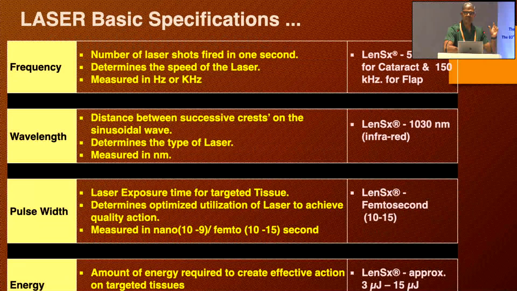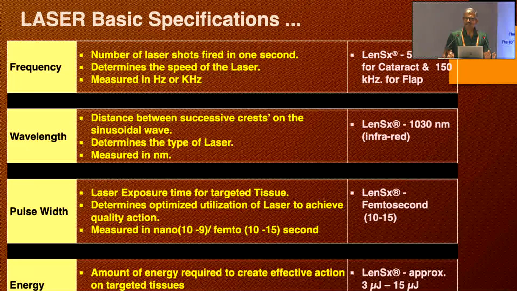These are certain terms that are applied to lasers. One is frequency. Frequency is the number of laser shots fired in 1 second. It determines the speed of the laser. The LensX, for example, operates within 50 to 150 kHz. The Catalyst always operates under 100 kHz. So technically speaking, the Catalyst is a faster machine than the LensX. That's the reason why it performs the capsulotomy way faster than the LensX does. I'm not talking about the overall surgical or procedural time, but the capsulotomy is way faster.